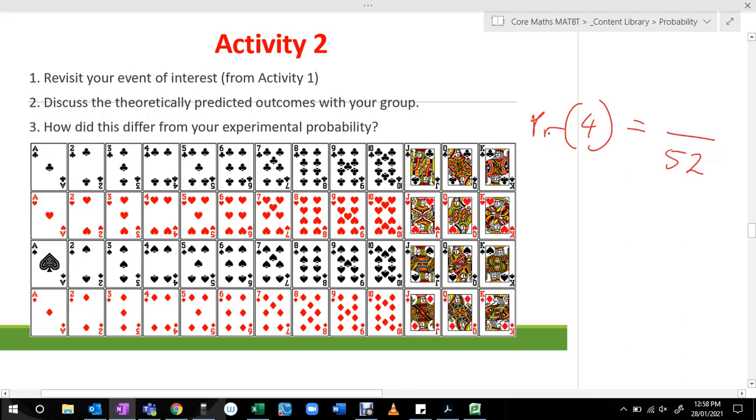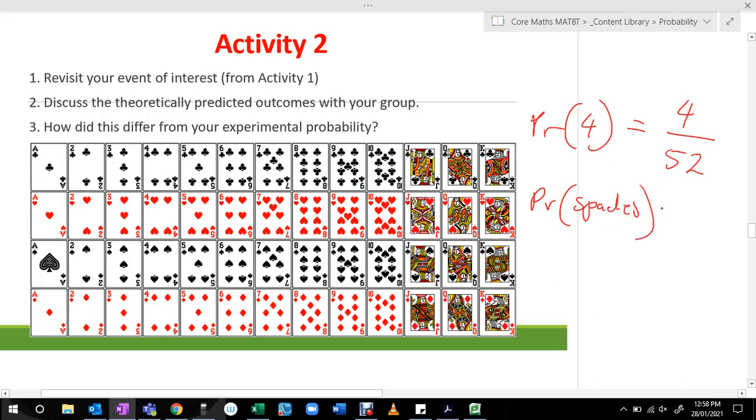4 out of 52, because I know there's 4 of the 4s, yeah? Okay. Does anybody else have a different event? What was your name, sir? Eamon, what was your event? You said spades, right? So Eamon said PR of spades.